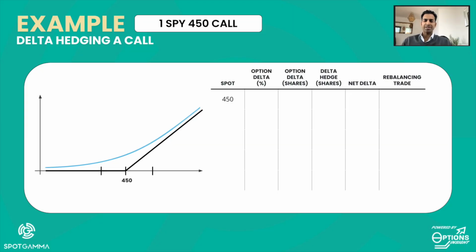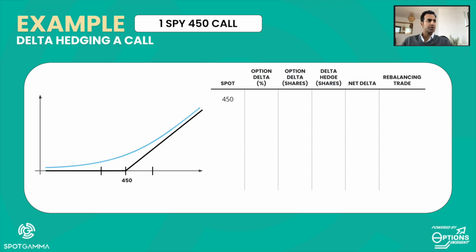Delta hedging call option example. Welcome back. In this video, we will work through an example of a delta hedged call option. We are now going to take an example of being long one SPY 450 call option and delta hedging it. That is the right to buy 100 shares of SPY.